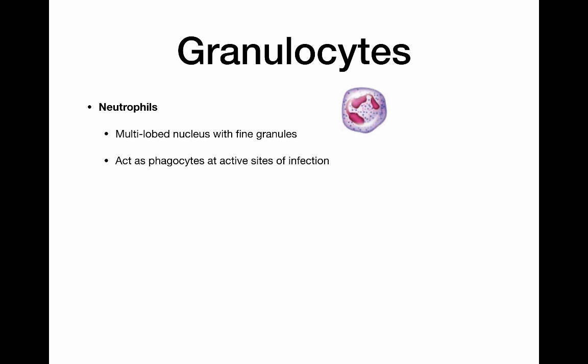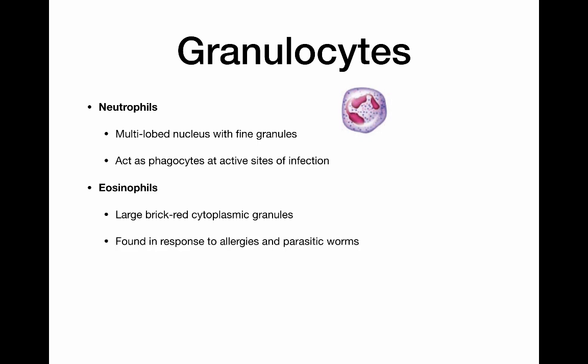These guys are most abundant in a normal blood sample. So of the white blood cells that are running around, most of them are going to be neutrophils. They're phagocytes. At a site of infection, they show up and they just eat up whatever's not supposed to be there. They're not particularly picky. They just eat it up.